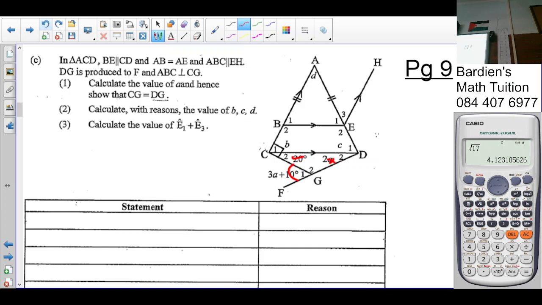The first question was to calculate the value of A. So, to calculate the value of A, we need to firstly set up an equation using the rules of geometry. As we know, the exterior angle, which is G1, is equal to C2 plus D2. Can you see that? Which is 3A plus 10 degrees equals 20 degrees plus 2A. Exterior angle of a triangle is equal to the sum of two interior opposites.